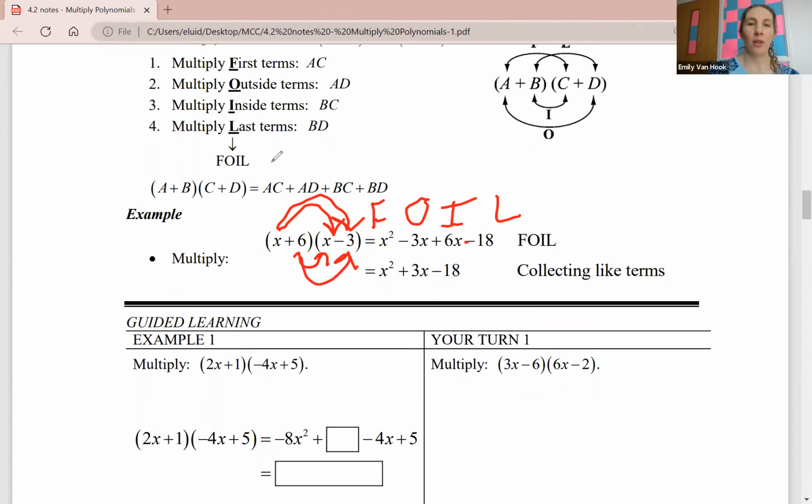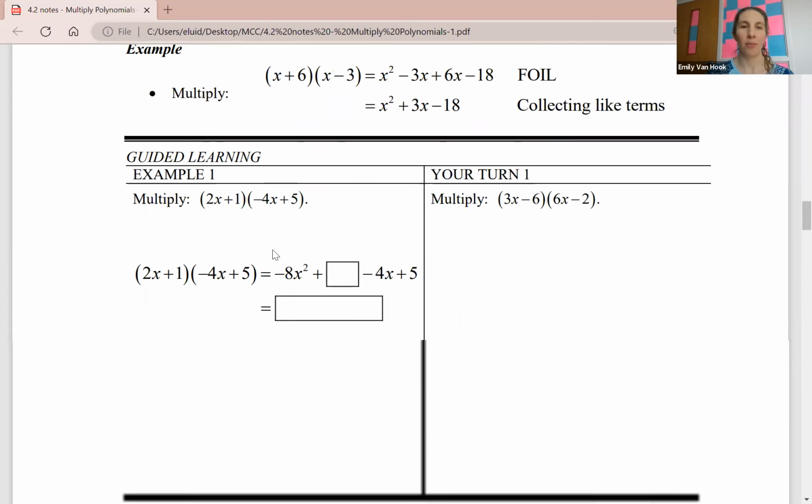Oftentimes with this method, you'll be able to combine the middle terms. They will often be like terms, not always. But in this case, they are. So in this example, we combined negative 3x plus 6x and got positive 3x. Okay, so we have a similar example down below. We're going to multiply 2x plus 1 times negative 4x plus 5.